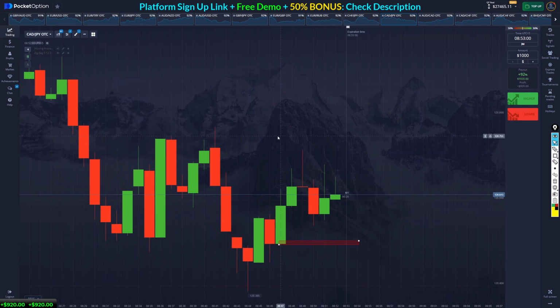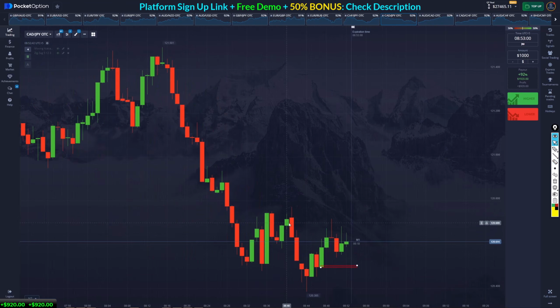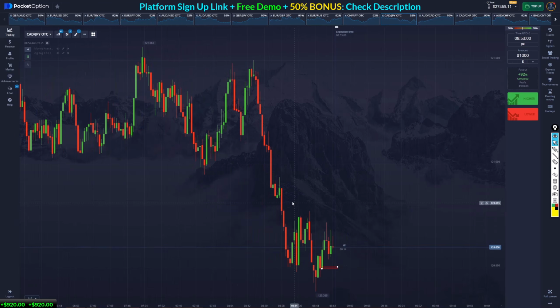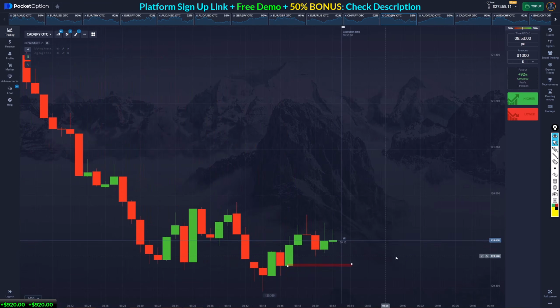So yeah, this is the entry. In case the price comes up here, it will most likely have a reaction from it. I'm not saying 100% of them work, but in most cases, if you're in the correct market, it will work out. Okay, so I'm just setting an alarm here.